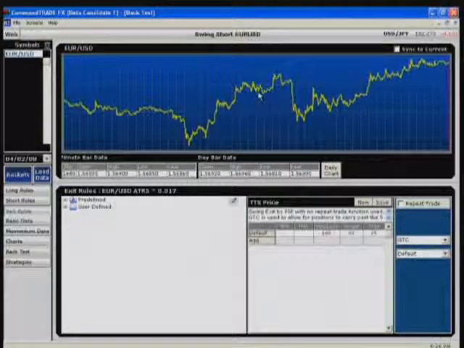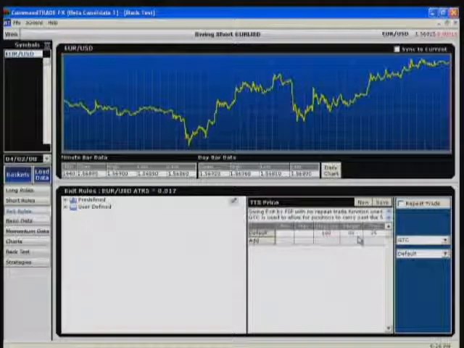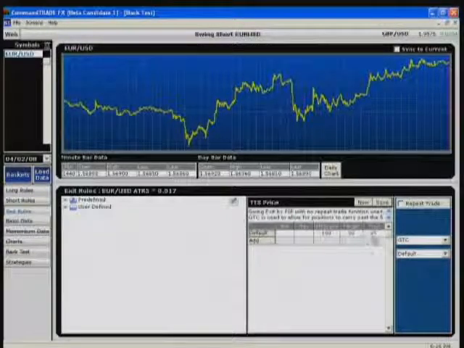Now on this particular exit, again, this is a swing strategy. We're looking at a stop loss of 100 pips. We're looking at a profit target of roughly 90 pips. Again, once that profit target is reached, we're going to try to maximize those profits by kicking in a trail of 25 pips.